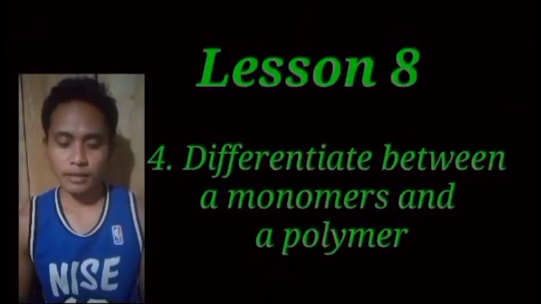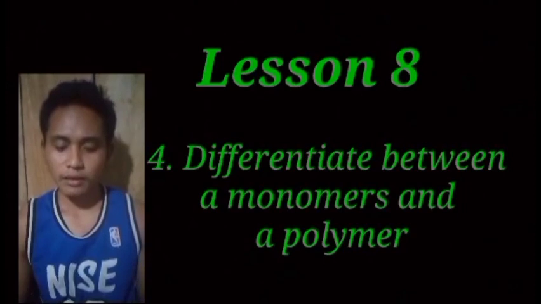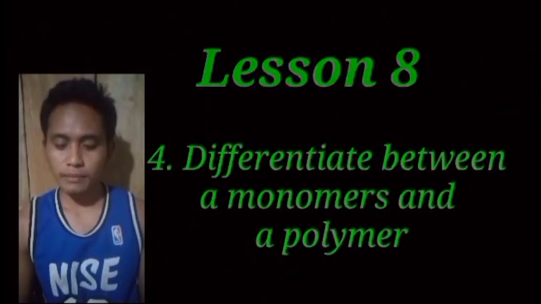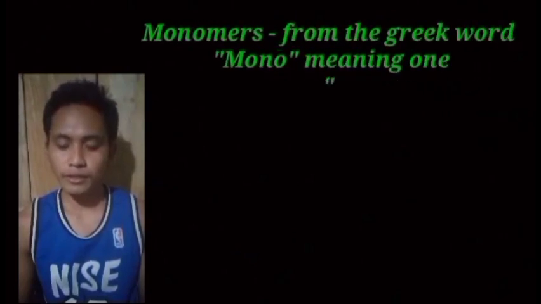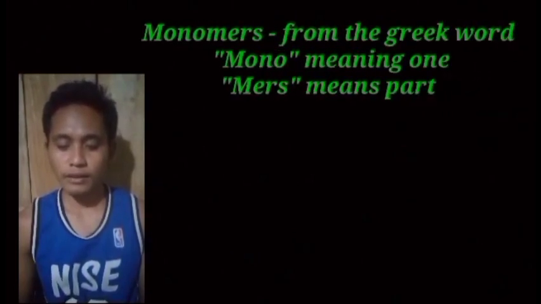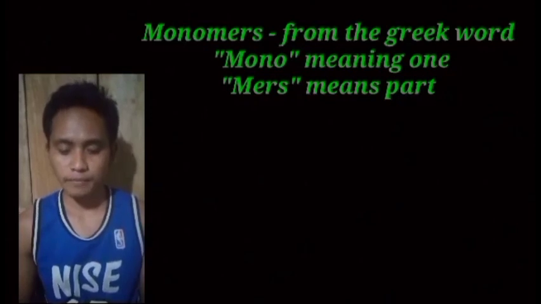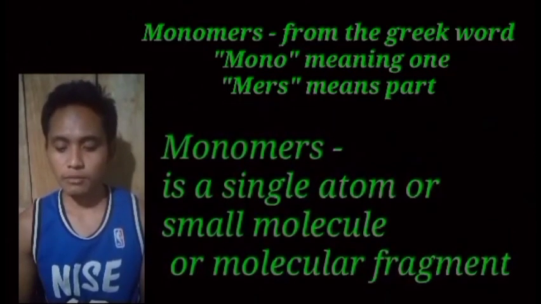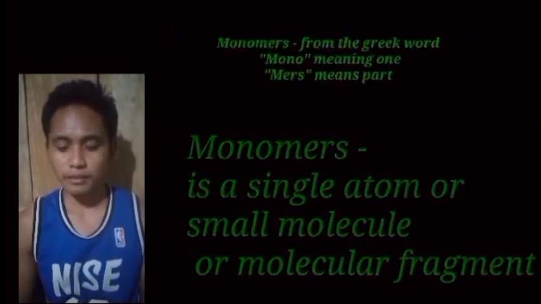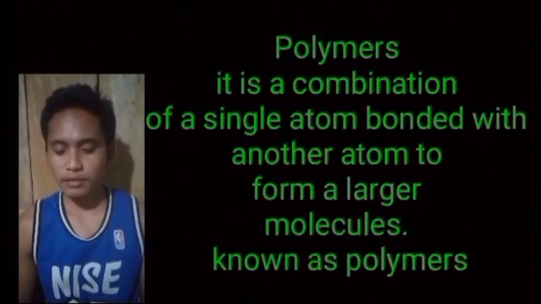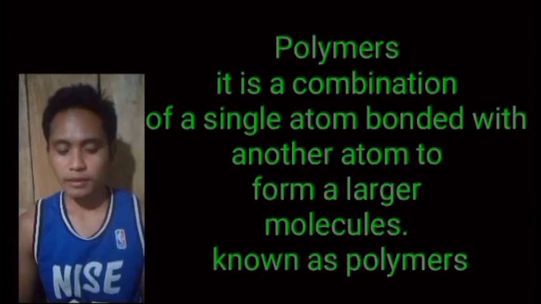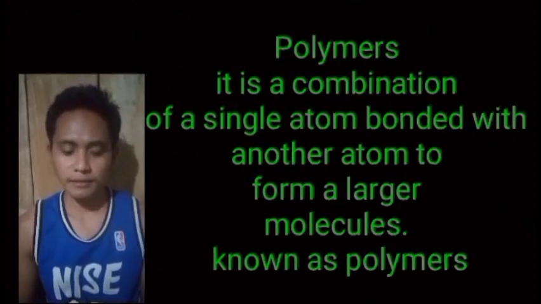Number 4 in lesson 8. Differentiate between monomers and polymers. Monomers is from the Greek word mono meaning one. Mers means part. A monomer is a single atom or small molecule or molecular fragment. Polymers are a combination of single atoms bonded with other atoms to form a larger molecule known as a polymer.